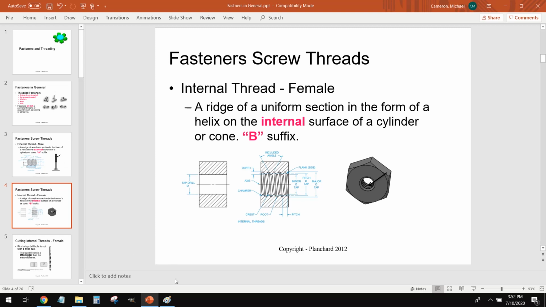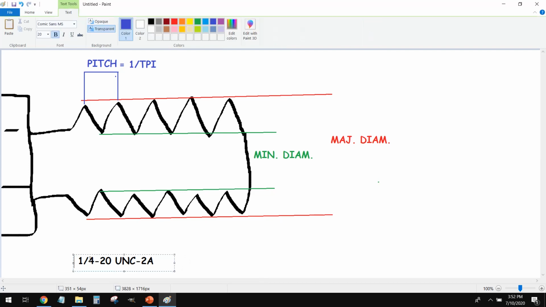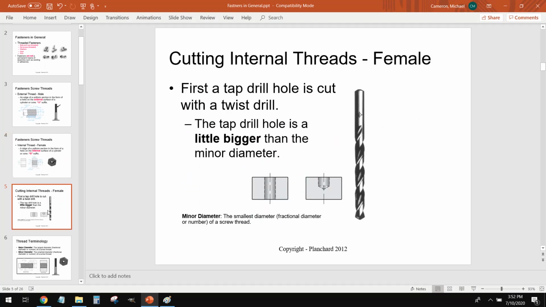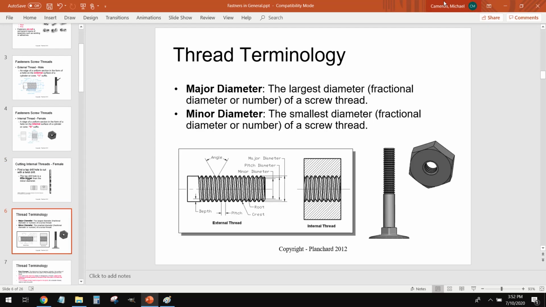So on your thread callout, like you would see right here, we have 1/4 20 UNC-2A. The A indicates that this is a male thread. The B, if you see a B here, that would indicate that it's a female thread or an interior thread. And there are important reasons why we need to know that, specifically when it comes to how we model these. Now, before we talk about that, let's talk about the thread terminology.